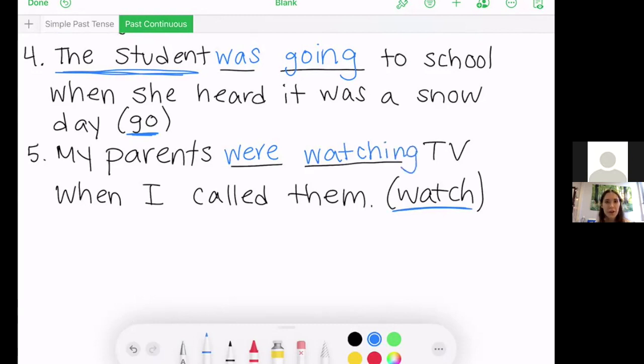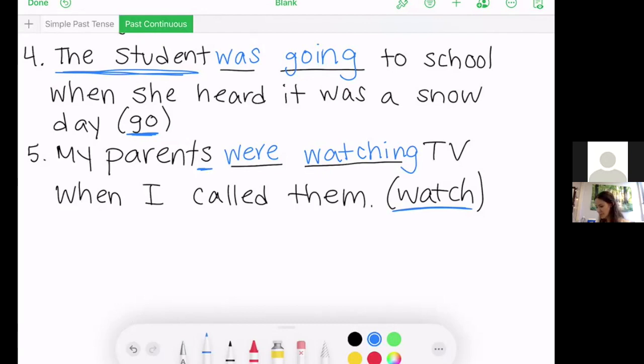So to figure out if I should use the singular or plural version of this verb, I had to recognize if parents was singular or plural. And I know that if it has an S, then it's more than one parent, right? Both of my parents were watching TV when I called them.